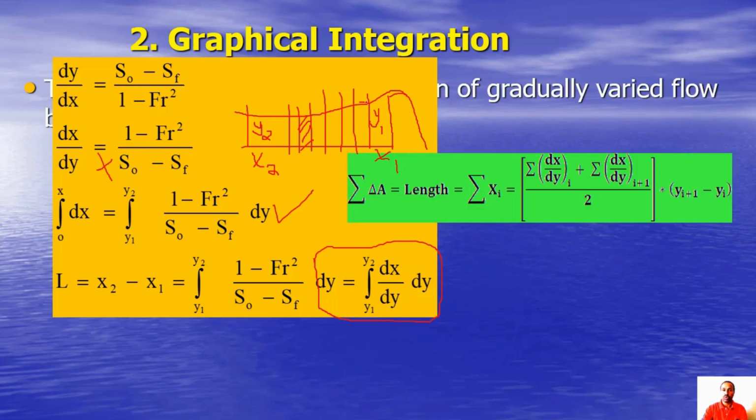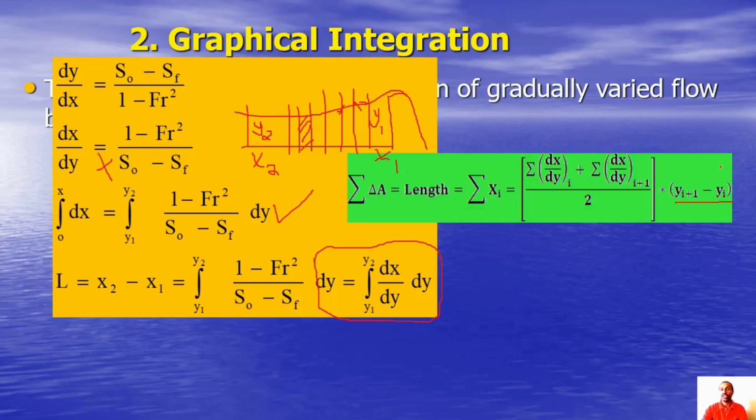So for every length you have the drop in water elevation. Clear? Water surface elevation dy. So you have just summation of dx over dy, which is the change in y. I, the first subscript, then the second. Summation of dx over dy, i plus 1 over 2. You have to take the average of the two, then you have to take yi plus 1 minus yi.